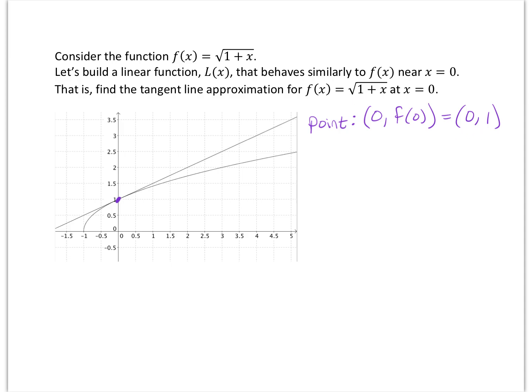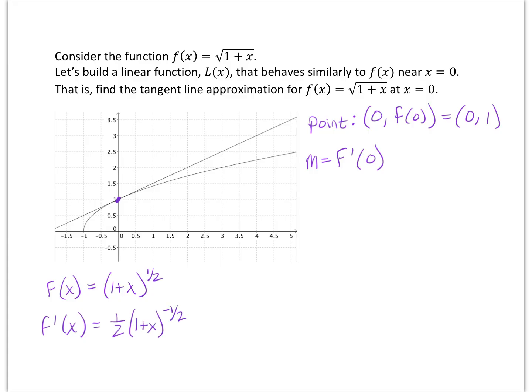And then my slope, the slope of the tangent line, is the derivative. So my slope is f prime of 0. And so I just have to calculate f prime of x. f of x is 1 plus x to the 1 half, which makes f prime of x 1 half times 1 plus x to the negative 1 half. And f prime of 0 would be 1 half.